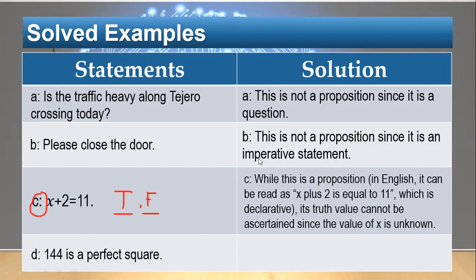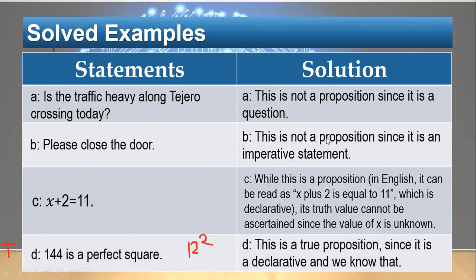Next, we have statement D, 144 is a perfect square. Okay, so this is a true statement. 144 is a perfect square since 12 squared po yon. 12 squared, or 12 raised to 2, is equal to 144. So we can say that this statement is true. Okay. And it is a declarative sentence. So that's why we can say that it is a proposition.